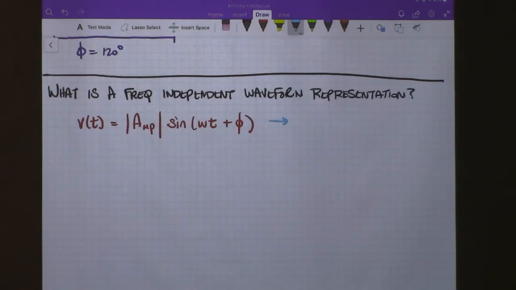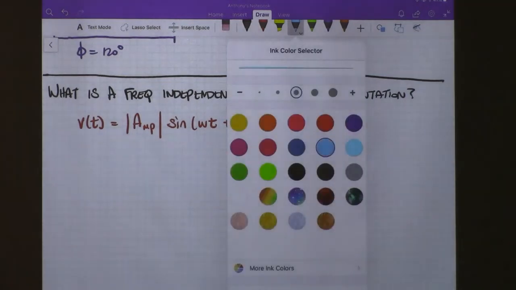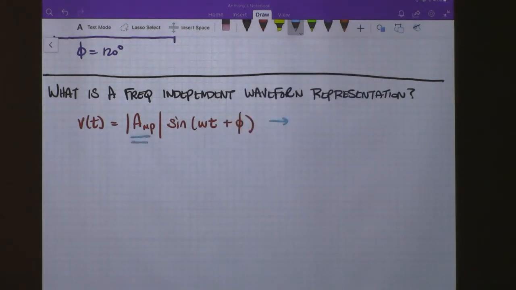So all of the frequencies should be the same, which means that when we do our analysis, we don't need to consider the frequency in the problem. So that's what it means when we say a frequency-independent waveform representation. We're not going to be writing the frequency each time. So then what other important pieces are going to be left? We have the amplitude. That's important. And we have the phase shift. That's important. Like I said, we don't have to worry about the frequency. We are going to assume that we know that up front.